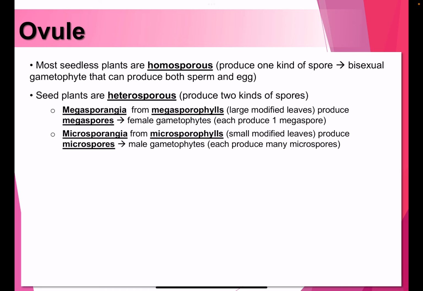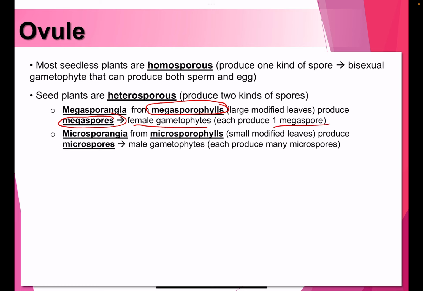We have megasporangia inside these seed plants that come from megasporophylls, which are really the large modified leaves. We talked about sporophylls being leaves that have these sporangia attached to them. So these are large leaves with these megasporangia attached to them. And within the megasporangia, there are cells that will produce megaspores, and a megaspore will ultimately become your female gametophyte, and each of those will produce one megaspore.